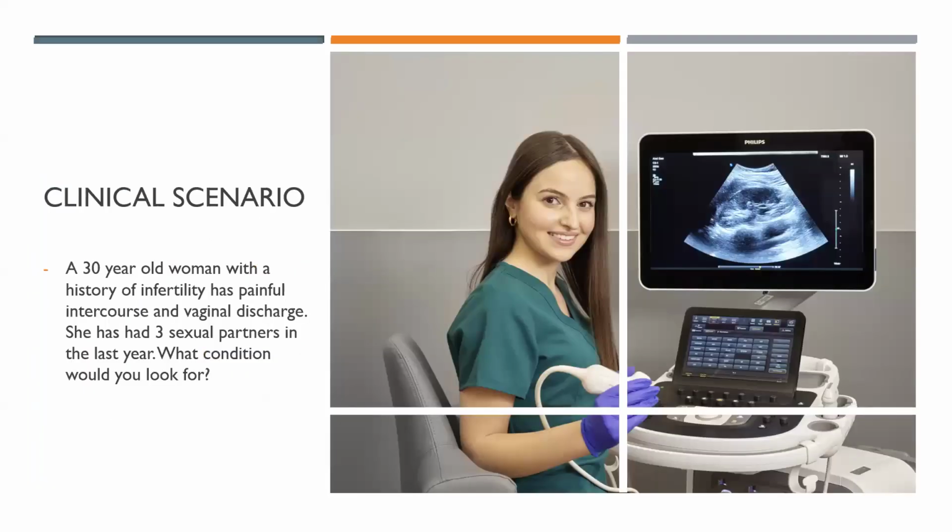Okay, so our clinical scenario for today is a 30-year-old woman with a history of infertility who has painful intercourse and vaginal discharge. She has had 3 sexual partners in the last year. What condition would you look for? I'd love to hear it.